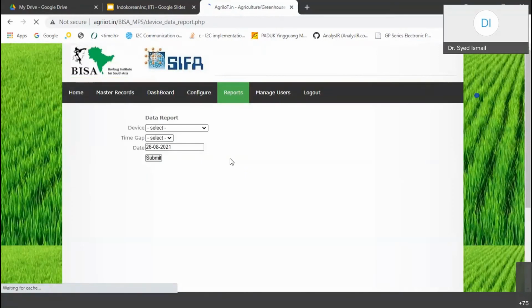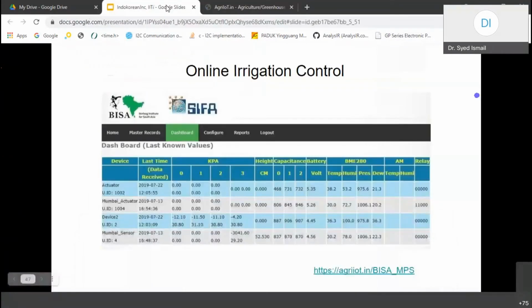I want to close the screen. How to close the screen? Go back to the old one. Here, huh? Correct, no? Yes.